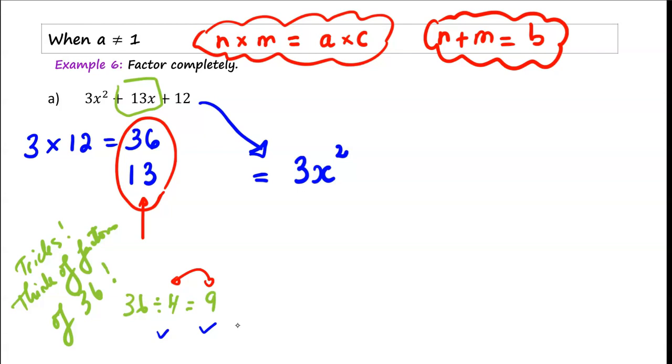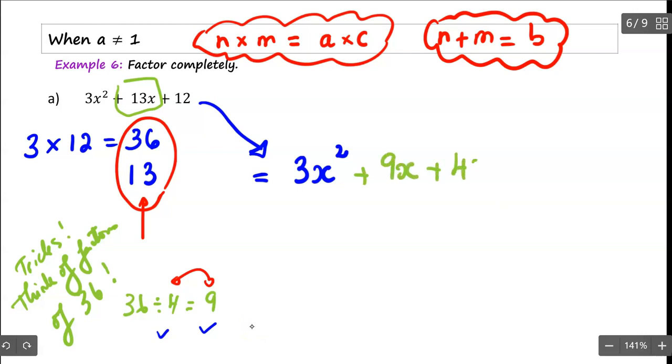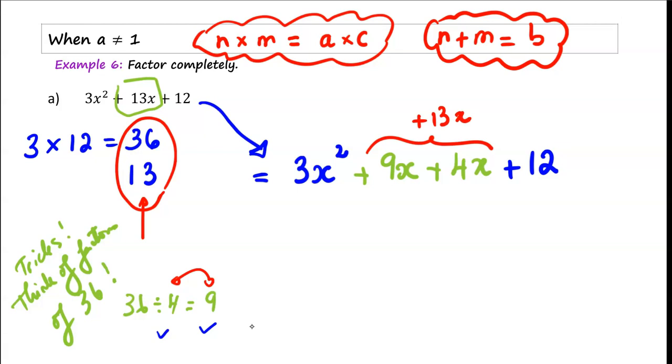Okay, so break the 13 into the combination of its sum, like 4 and 9. So I will write plus 9x plus 4x, and then keep the last term the same. So you break this into 2, you see? Okay, so this adds up to be positive 13x.